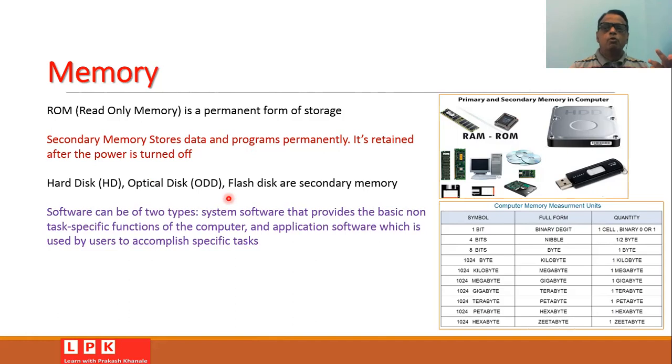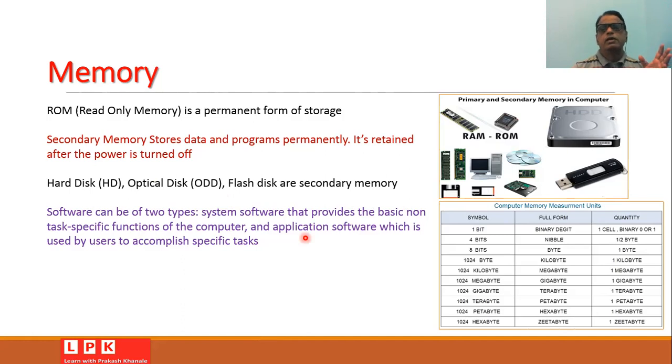Now, there is one more term associated with the computer, and that is software. Software can be of two types: system software and application software. System software provides the basic non-task-specific functions of the computer system. And application software is a program that is built for accomplishing a specific task.